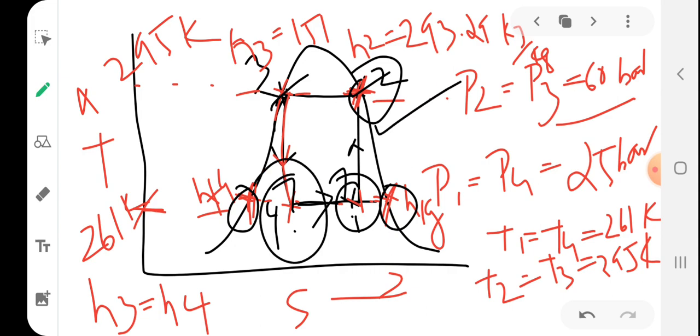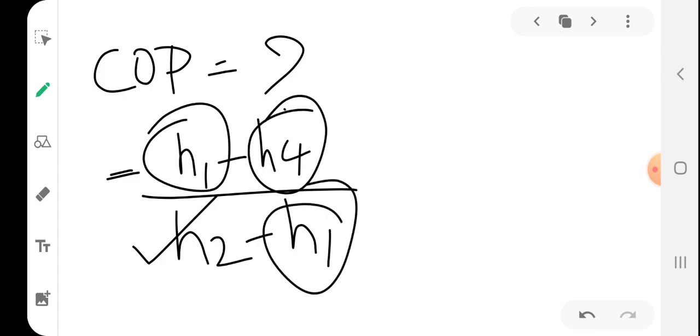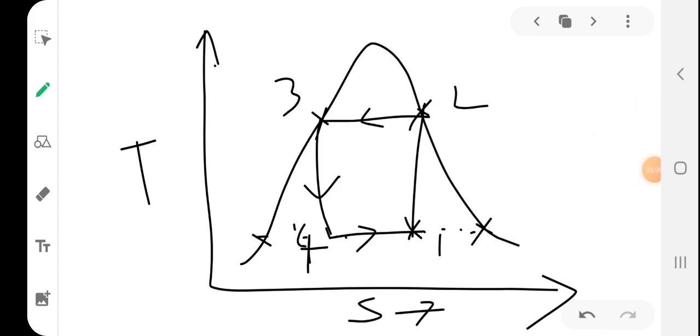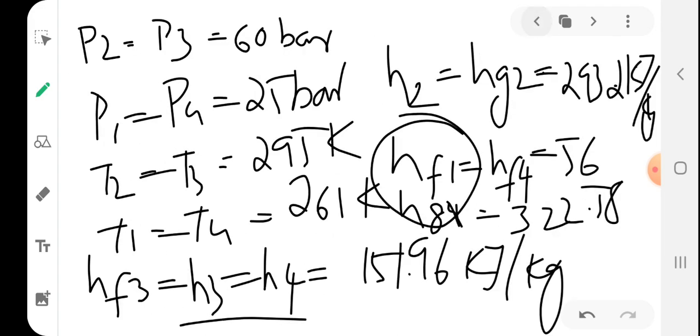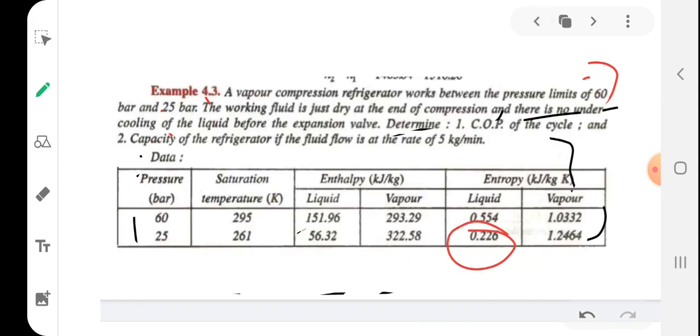H2 is directly given, but these two values are unknown. So how do we find the enthalpy at 1 and the enthalpy at 4? That is the question. Think yourself how to get the value of H1. Students, in order to find H1, we have to use the entropy equation. The entropy corresponding to this point is SF1, and that value is given.